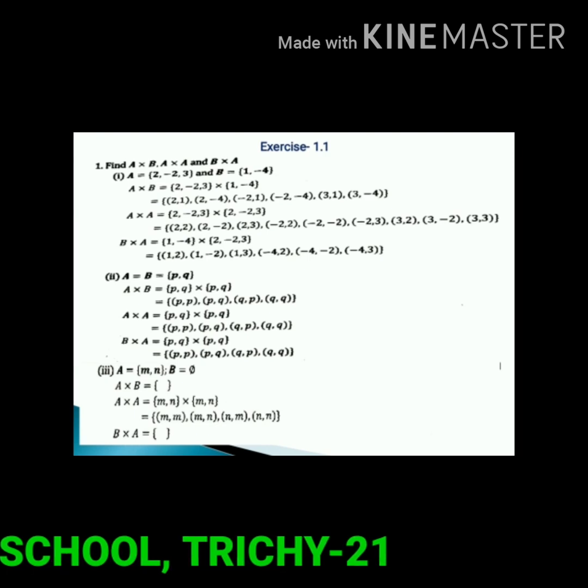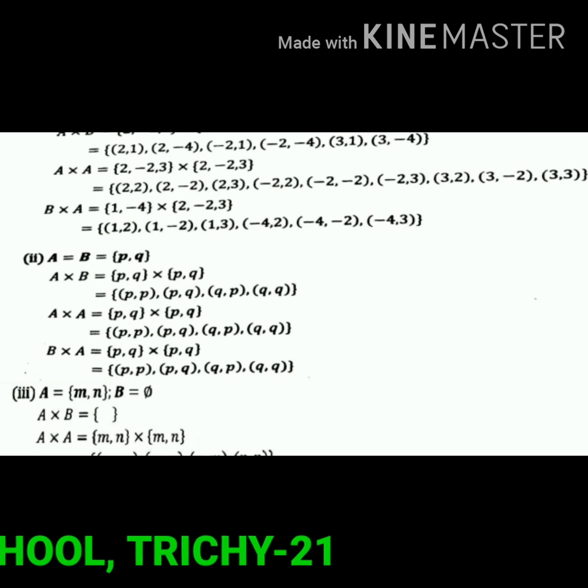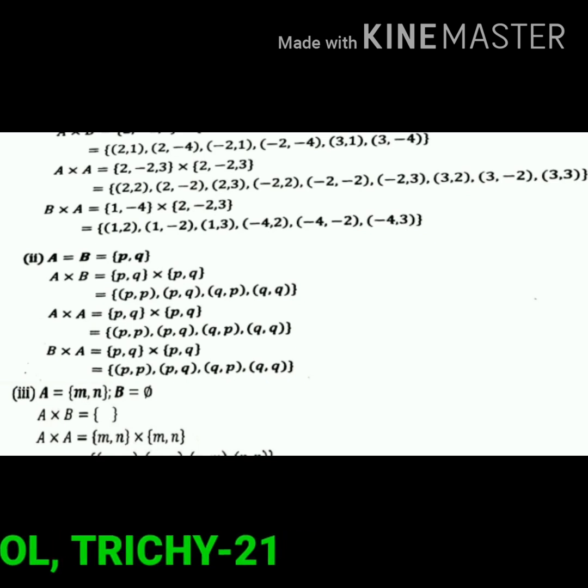The next one, B cross A. B set is {1, minus 4}, A set is {2, minus 2, 3}. So we have the set of ordered pairs (1, 2), (1, minus 2), (1, 3), (minus 4, 2), (minus 4, minus 2), (minus 4, 3).